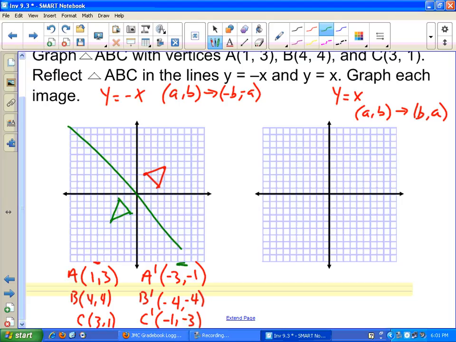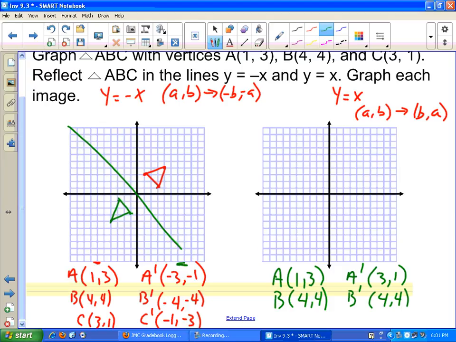Now if we do y equals x, again our points are going to be the same. A is at 1, 3, so that means A prime will be at 3, 1. B is at 4, 4, so B prime is going to stay at 4, 4. And C is at 3, 1. C prime is now going to be at 1, 3.